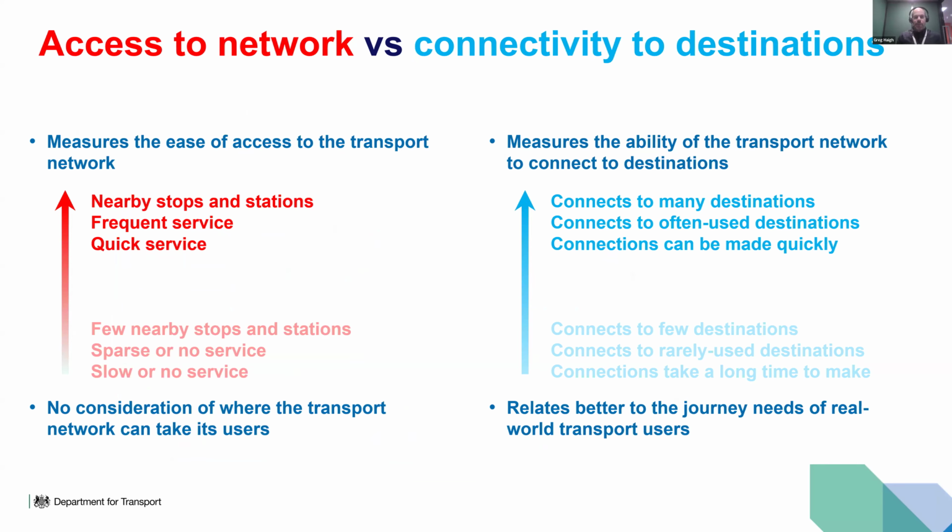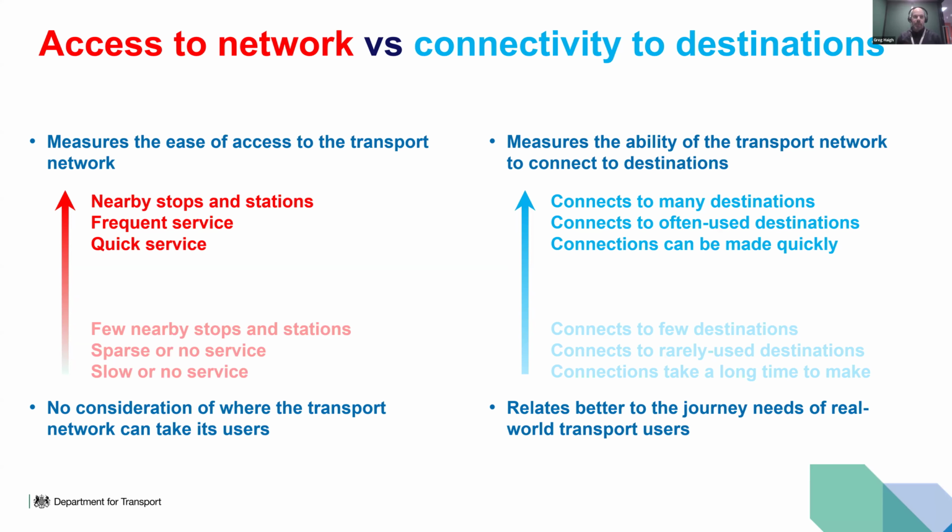So this slide shows a bit of intuition around why this metric is different to a metric that is focused primarily on access to the transport network. On the left-hand side, consider the situation where you're looking at an access to network metric. This is based purely on the proximity to public transport stops and the frequency of the different services. That's very helpful. It's a very good start. But what we try to do with the connectivity tool is go beyond that.